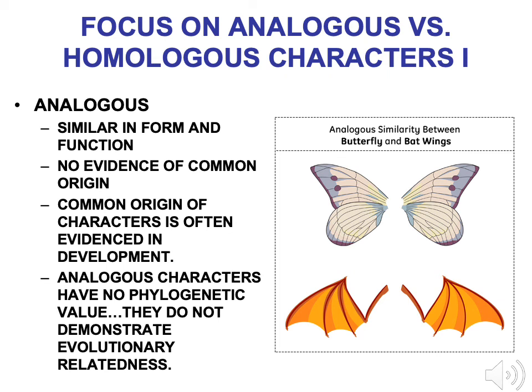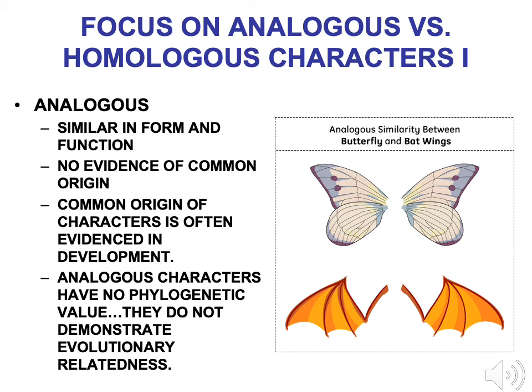As a matter of fact, if I studied the embryonic development of a bat and compared it to the embryonic development of a butterfly, those structures called wings originate completely differently in the butterfly versus the bat. So development is the key. As a matter of fact, there's an old-timey phrase that's often used, and it's not on this particular slide, but I'm going to mention it anyway.